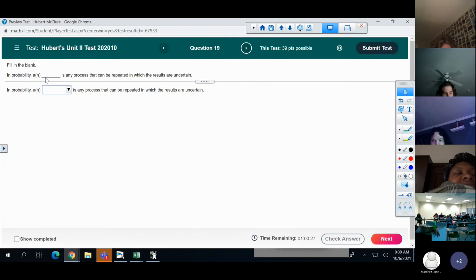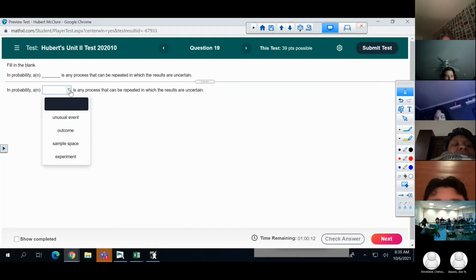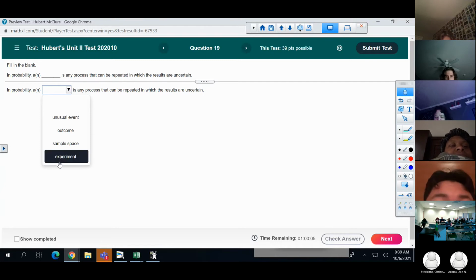In probability, a blank is any process that can be repeated in which the results are what? Uncertain. What in mathematics and science is the outcome uncertain? Not outcome. Not unusual event. Experiment. That's the answer. When something is uncertain, that is an experiment because you don't know the outcome.